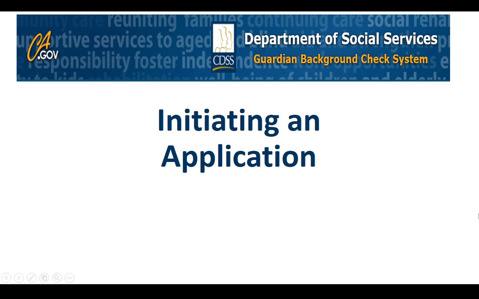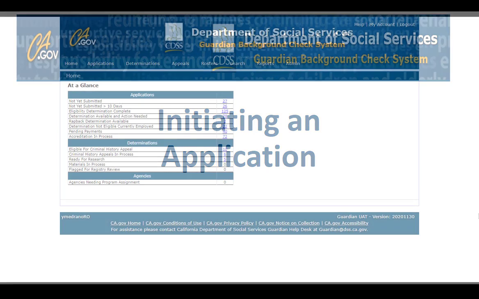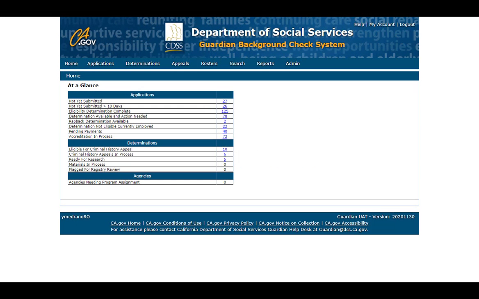First, we will cover initiating an application. Background check applications may be initiated either by an agency, applicant, or HCSB division user. This video will assist HCSB division users with initiating an application on behalf of an individual who wants to become associated to the Home Care Services Registry.